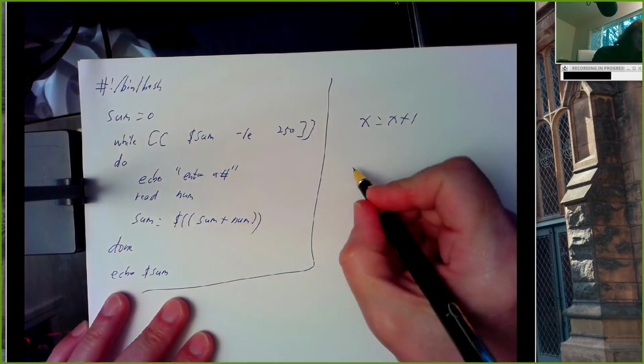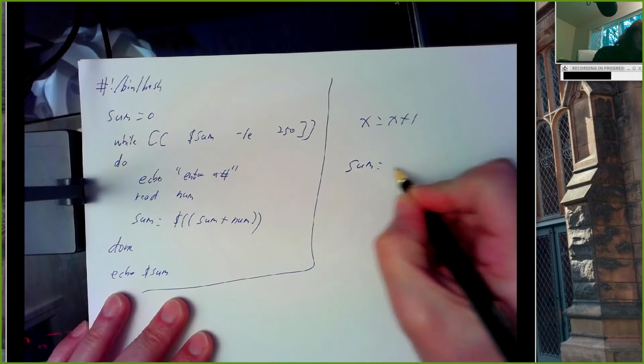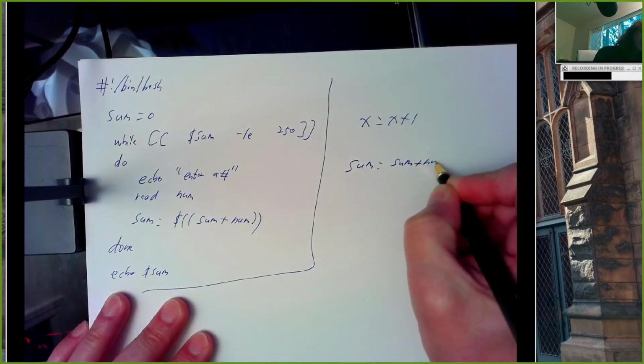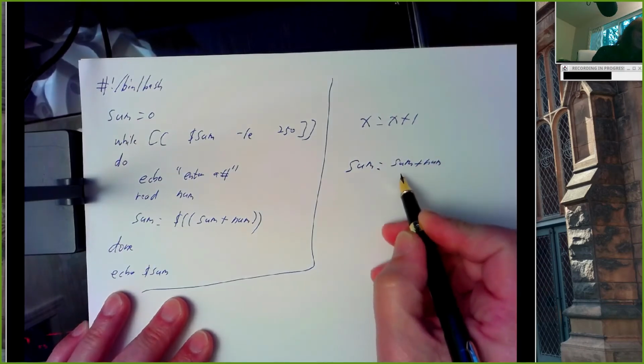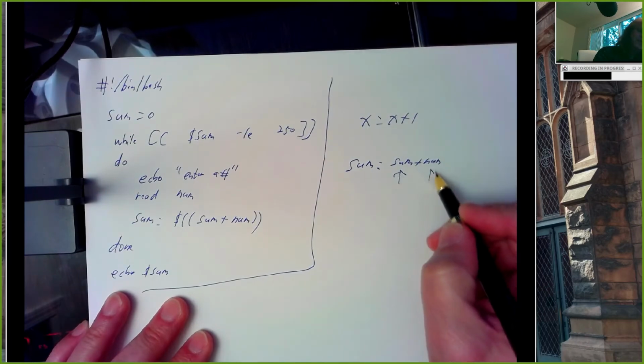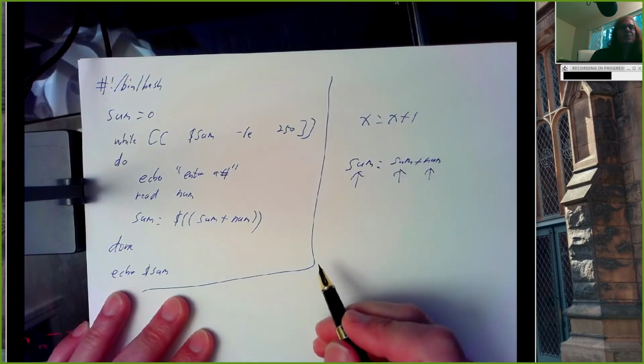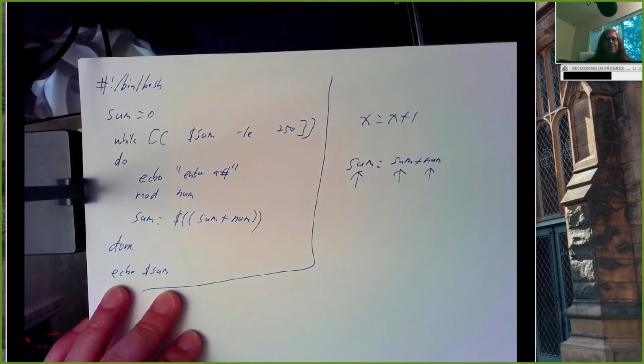And so the pseudocode here, sum equals sum plus num, takes the current sum of all your input, adds the new input, and stores it back in the total. So we call that a running sum or a running total.